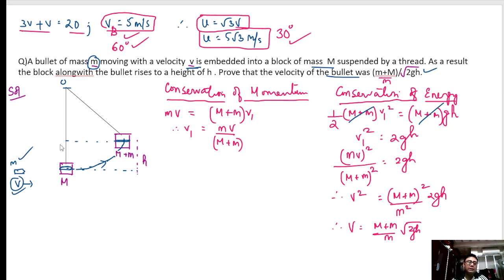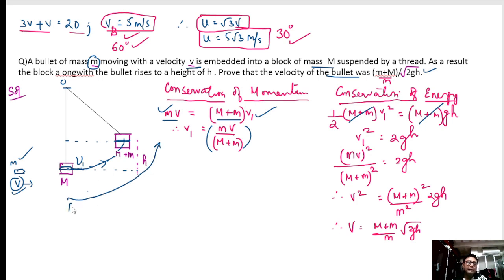Okay, so please watch one thing. According to the conservation of momentum, the momentum before collision was m into v, and momentum after collision, let the velocity with which this moves be v1. So what is the momentum before collision? This. And momentum after collision, total mass is this, let the velocity of movement be v1. So this is the velocity with which the block will rise up.